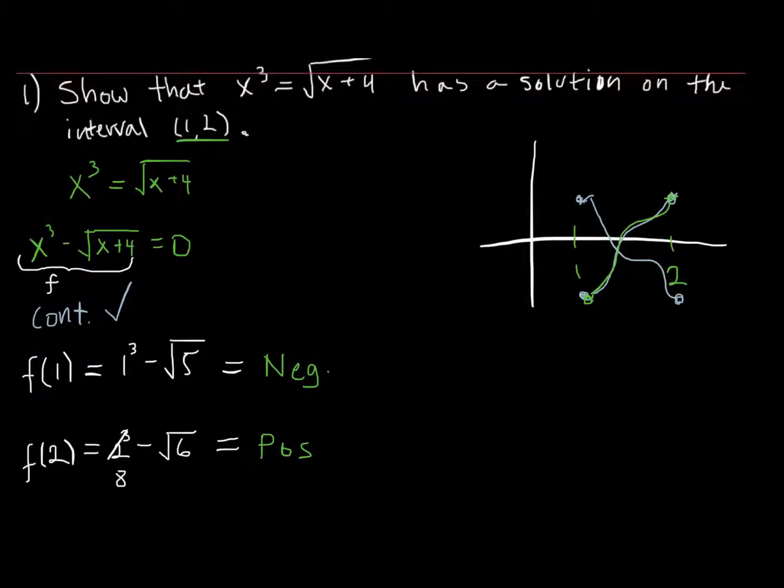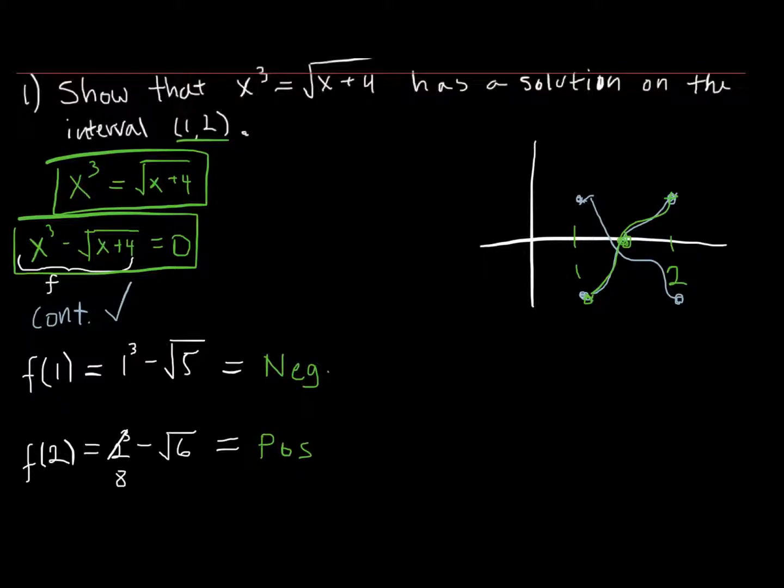So since it's a continuous function, the intermediate value theorem says there must be some value that makes it equal to 0, meaning there is a solution to this equation, and so therefore there is a solution to this equation. Okay? So what you want to do is practice writing that out.